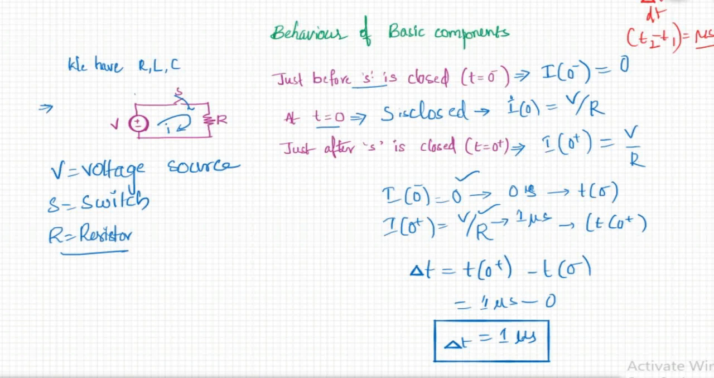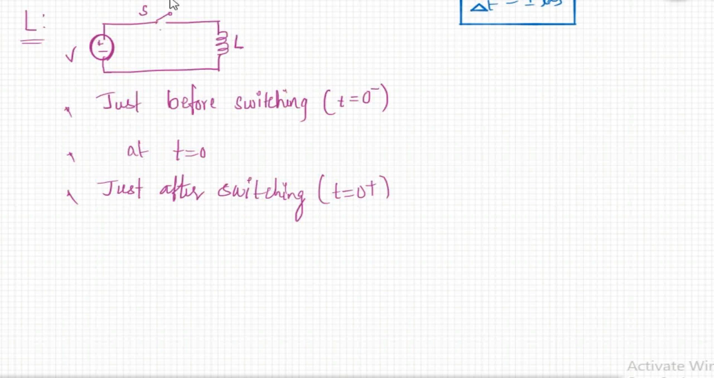Okay, so now similarly let us take our inductor. What is the behavior of the inductor for this switching transition? Here we have a circuit where a voltage source is connected to an inductor through a switch S. Here we are going to see the transient response behavior of the inductor. We look at the current through the inductor, that is IL. Just before switching there is no current, so IL of 0 minus is equal to 0.